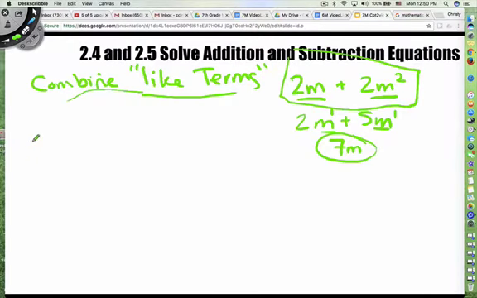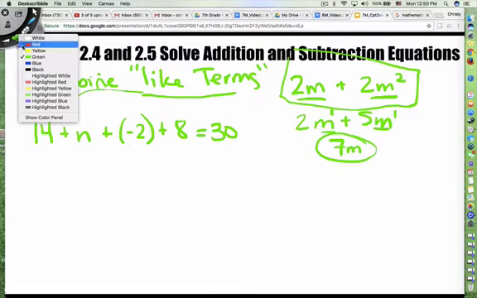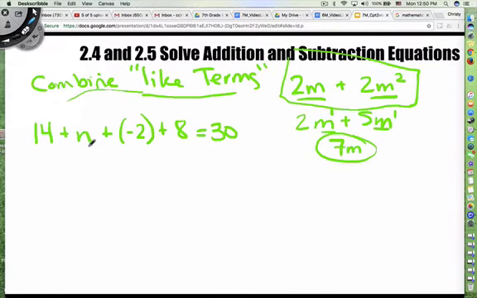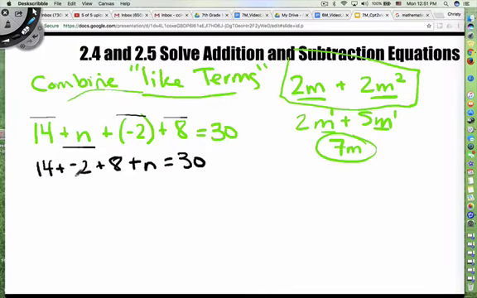So, for example here, 14 plus n plus a negative 2 plus 8 equals 30. Okay, so first we have to combine the terms. So, do we see anything in here? There's nothing with an n other than that one, so we'll keep the n there. But this is a term that can be combined with that and combined with that. So we can rearrange it. You don't have to. I'm happy for you to do this in your head. It just makes life easier sometimes when you rearrange it, especially if there are more than two terms that you're combining.